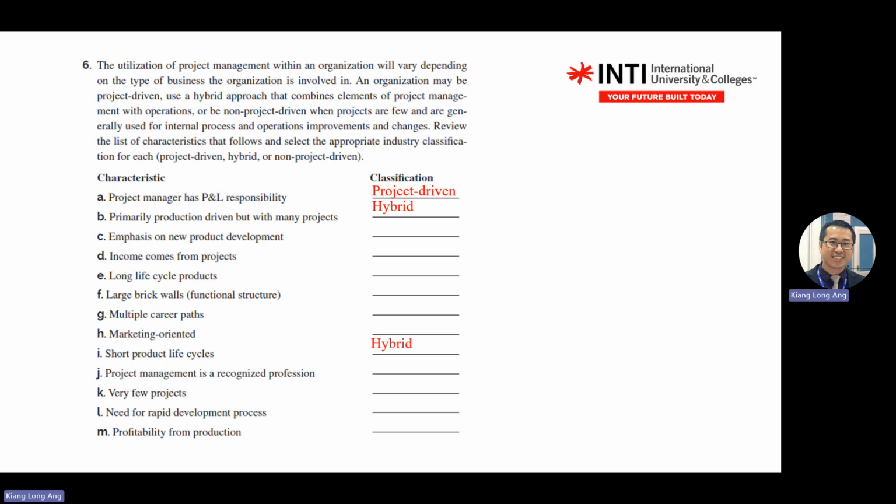Okay, another one. Why go to that one? Okay, why jump? Okay, never mind. I also forgot why I made this slide already. Okay, never mind, I give you the answer. Okay, income from projects is project driven. Long life cycle products is non-project driven. Short product life is hybrid.